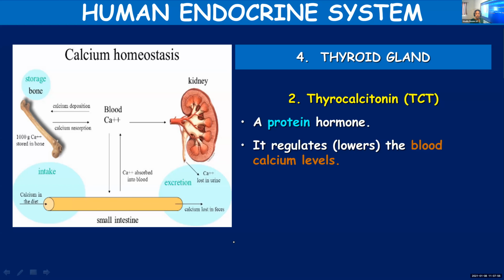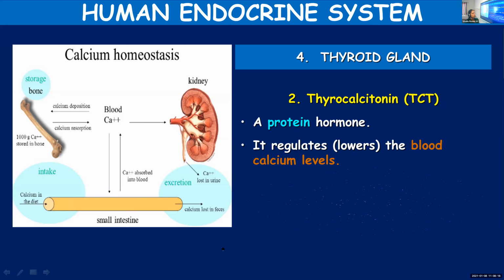And it's easy to remember because in the name itself, thyrocalcitonin, the thyro indicates the thyroid gland, calcitonin indicates calcium. So it's a thyroid hormone which will help in regulating the calcium levels in blood.